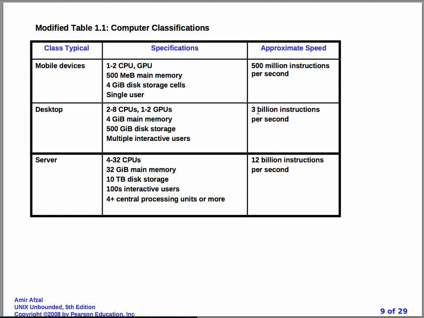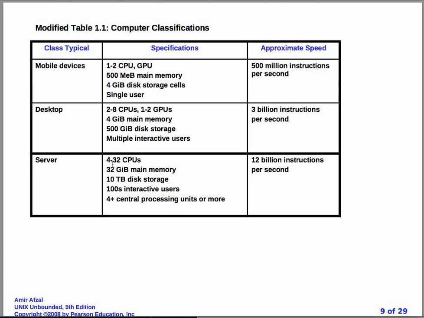Okay, so what speed are we talking when you have these CPUs? These things will easily run 3 billion instructions per second. A single CPU can run 3 billion, so 8 CPUs could potentially run about 24 billion instructions per second.